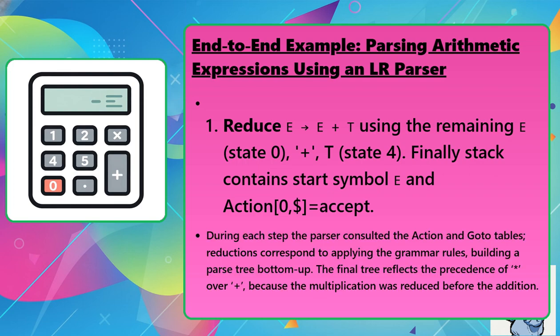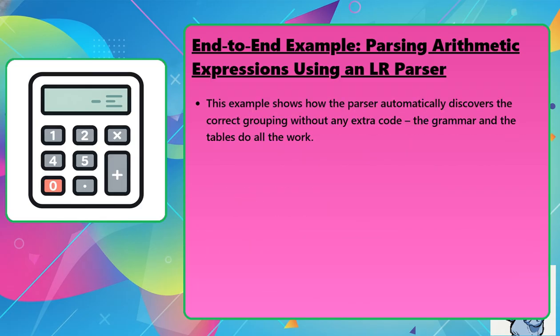During each step, the parser consulted the action and goto tables. Reductions correspond to applying the grammar rules, building a parse tree bottom-up. The final tree reflects the precedence of star over plus because the multiplication was reduced before the addition. This example shows how the parser automatically discovers the correct grouping without any extra code. The grammar and the tables do all the work.